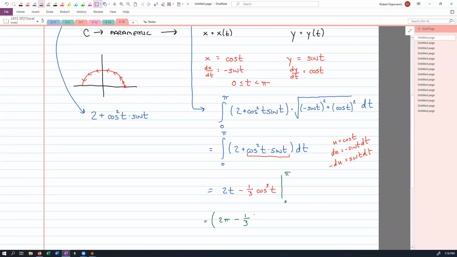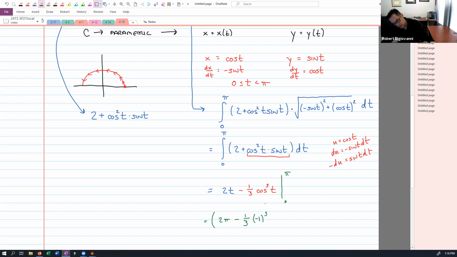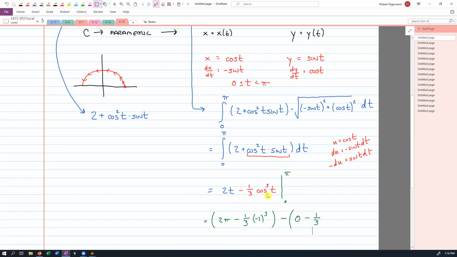-1. -1, and then we're going to cube it. So it'll stay -1, but I'll just leave it like that. Minus, now we plug in 0, and be careful here. 0 there gives you 0. Then minus 1/3, what is cosine of 0? +1. 1, right? So 1 cubed there.